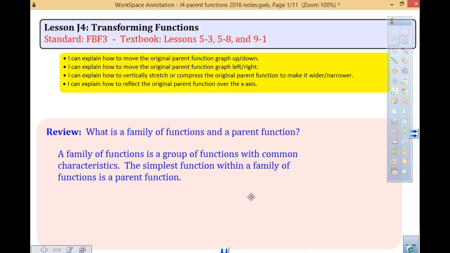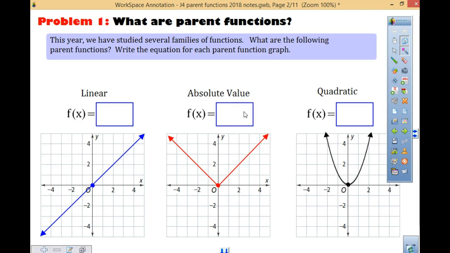You got to write this down for me, please. Thank you. So, family of functions in a group with a common characteristic, simplest function within the family is called our parent one. So, the next screen down is where we are writing our parent functions. And you see a picture of each one of those parent functions. As we have studied in our different ones, the following parent functions. We are going to write an equation for our parent.